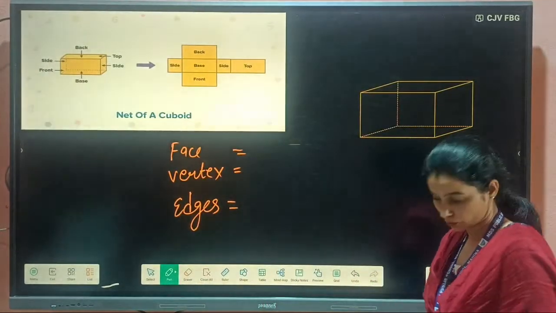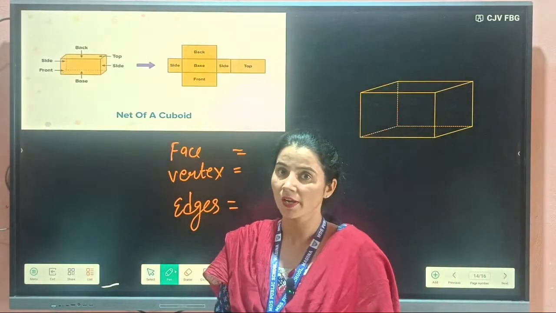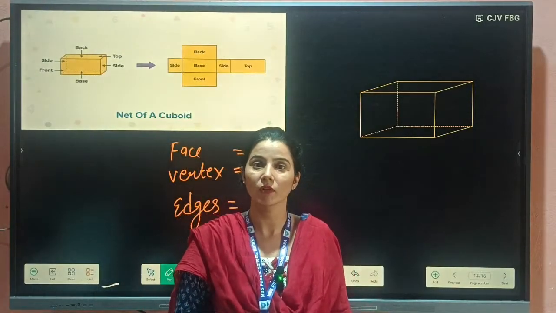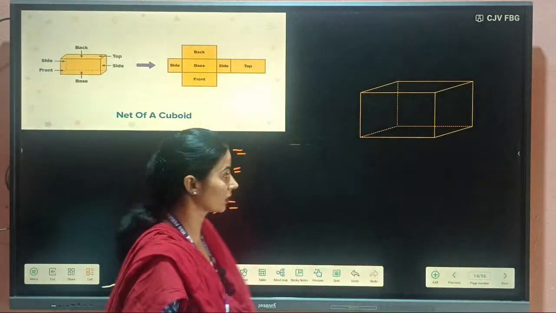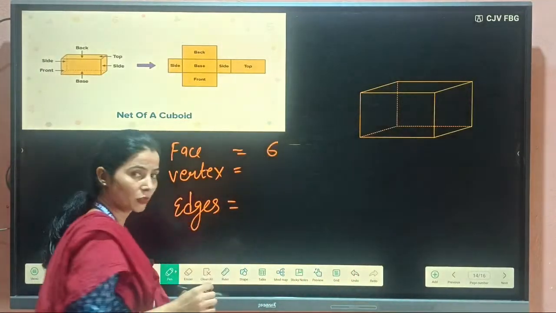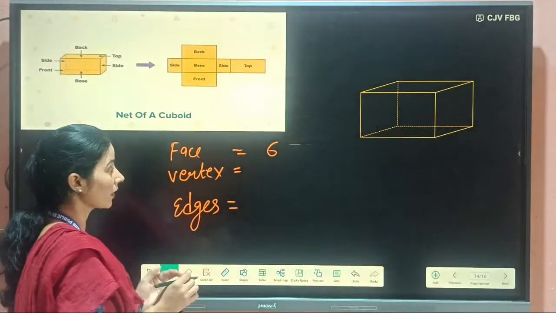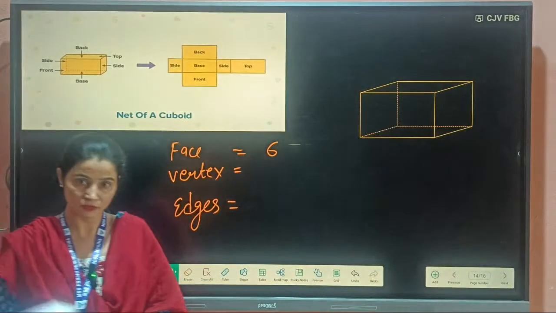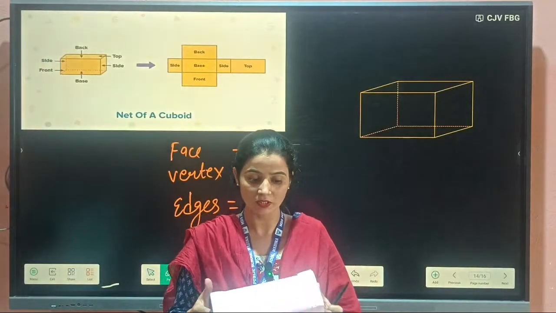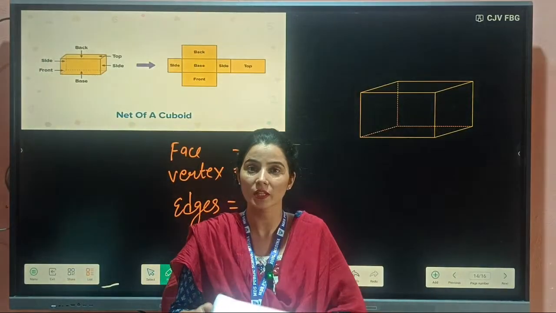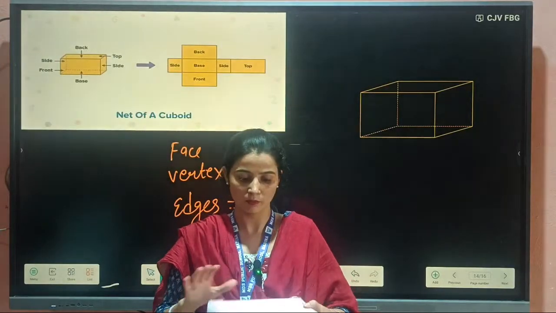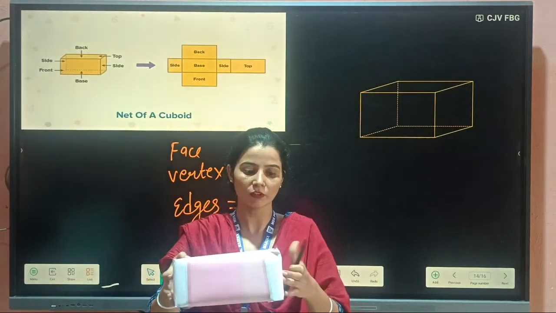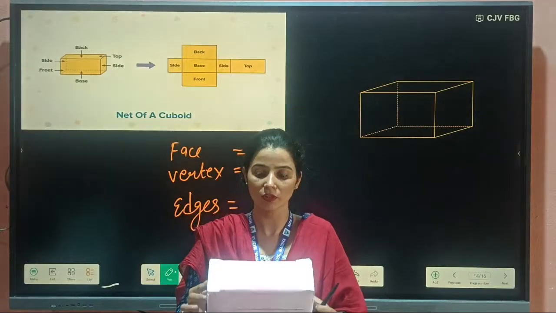Count the number of faces. Suppose you are sitting in a cuboidal room and start counting its faces. 4 walls are there, and one is bottom and one is top. So you will get 6 faces. How many faces are there? 6 faces. And you can see in the net of cuboid how many faces. Let me show one shape of cuboid. Consider this box is in the shape of cuboid. How many faces does this box contain? One face, second, third, fourth, fifth and sixth. There are 6 faces of this cuboidal box.